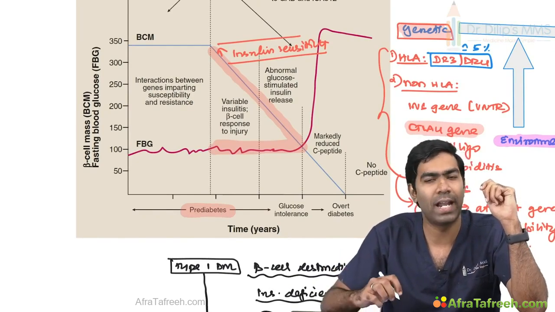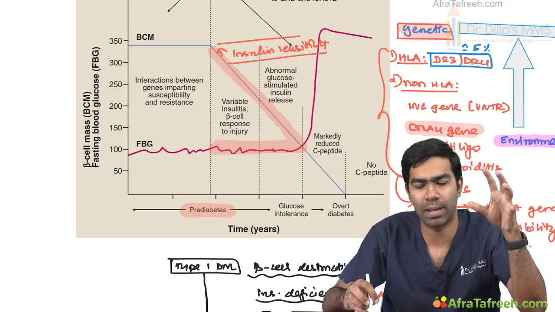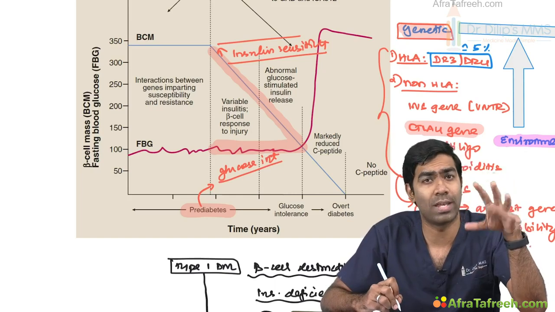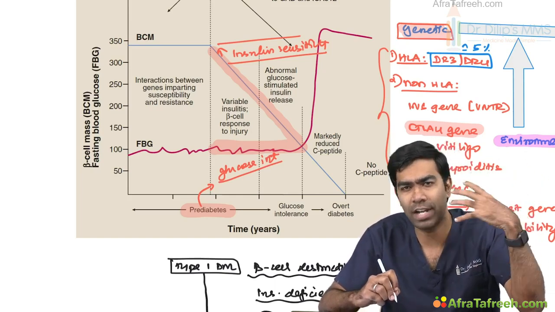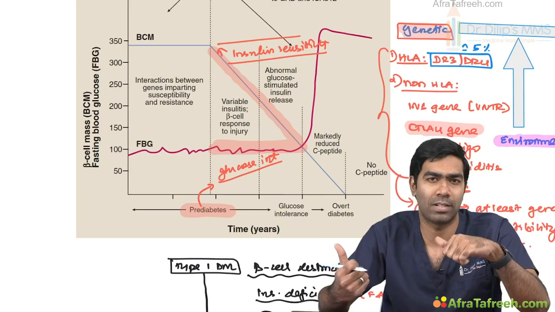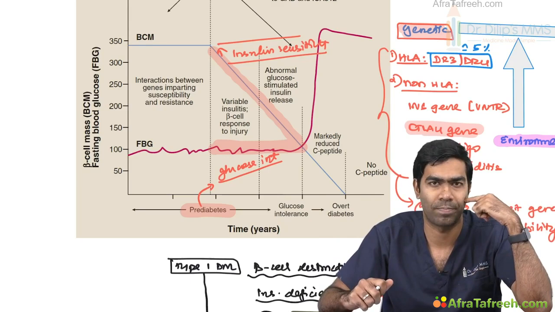And don't think that pre-diabetes phase means they will always have a normal blood glucose. Why is it called pre-diabetes? Because they tend to have a glucose intolerance, which means after giving a glucose load, they might not be able to maintain the glucose in a normal range, because insulin sensitivity can fight only up to a certain extent. When you are giving too much load of glucose, these counter-regulatory mechanisms break down, and they might result in hyperglycemia.